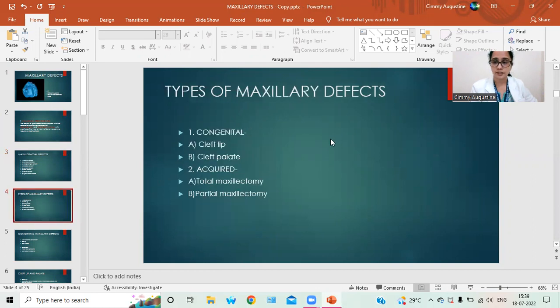So the maxillary defects, that means a defect of the maxillary region. It can be because of congenital causes, it can be because of acquired causes. Congenital causes means the patient either has a cleft lip or a cleft palate, and acquired means the patient has undergone maxillectomy. It could be total or it could be partial maxillectomy.